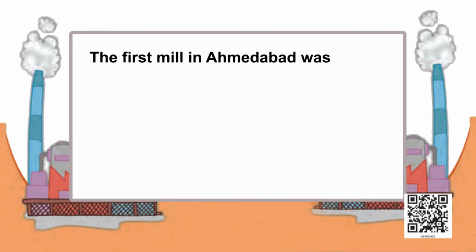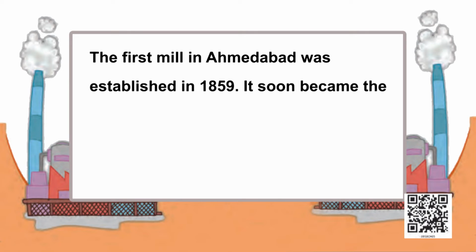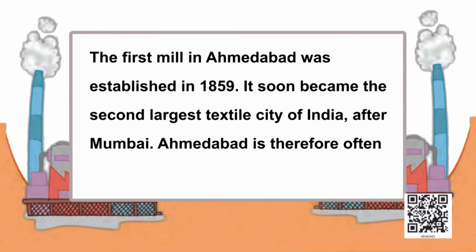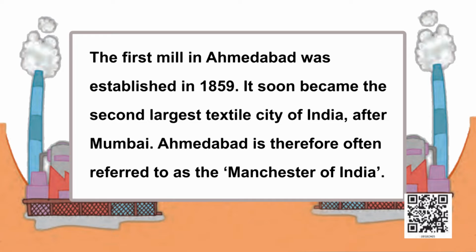The first textile mill in Ahmedabad was established in 1859. It soon became the second largest cotton textile producer in India after Mumbai. Therefore, Ahmedabad is often referred to as the Manchester of India. But in recent years, the Ahmedabad textile mills have been facing several issues. Some of them have even shut down.